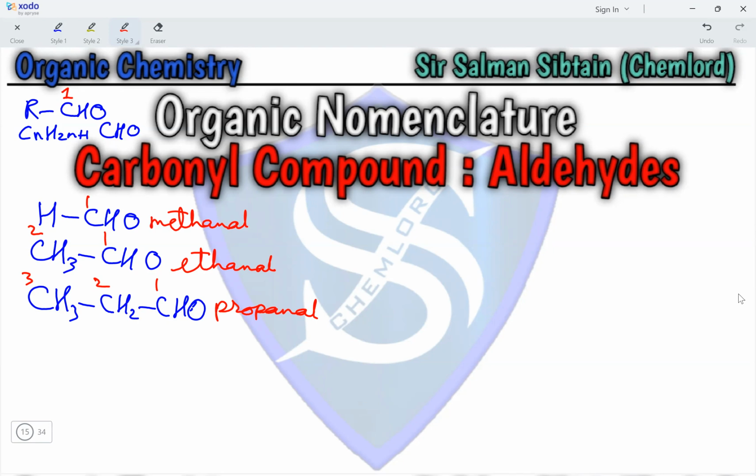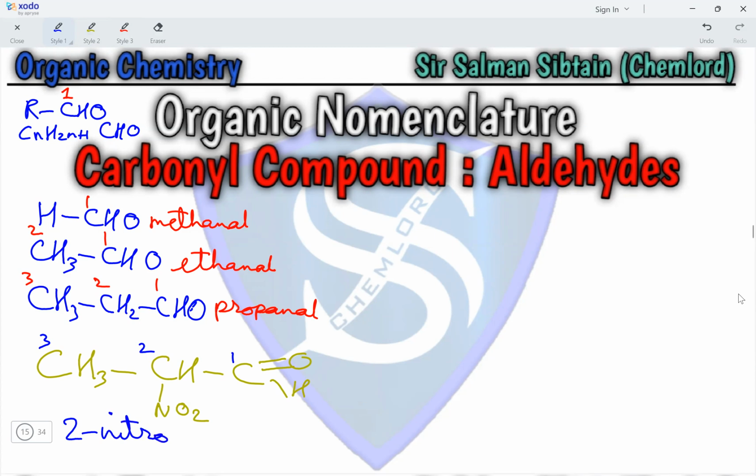So, introducing substituted groups to aldehydes, we end up with compounds like CH3CHCHO, and we place an NO2 group here. So the numbering would be 1, 2, and 3, and this compound would be called 2-nitropropanal.